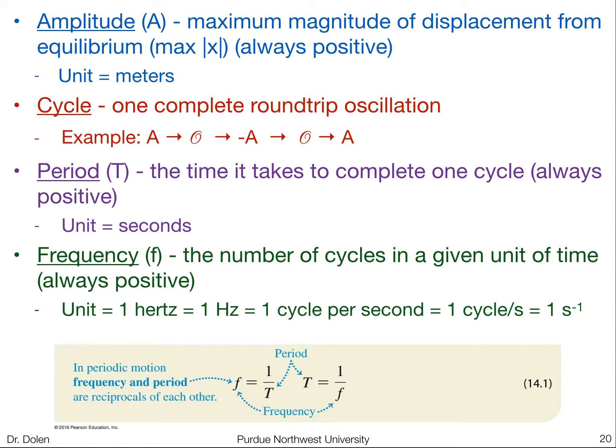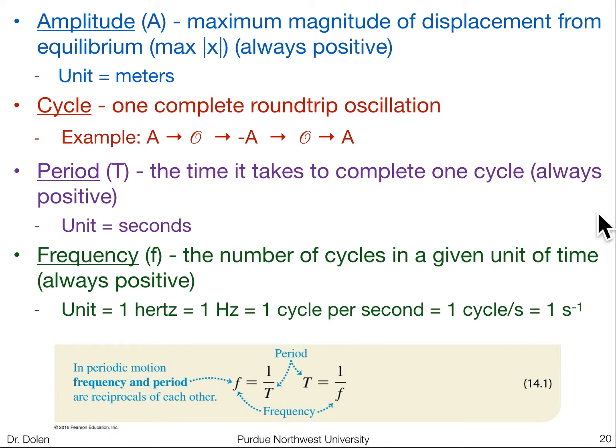Okay, and then frequency is the number of cycles in a given unit of time. So this is also positive. Right, so if something is oscillating back and forth twice per second, the frequency is 2. Right, it's going back and forth 2 cycles per second. So we do have a specific name for the unit of frequency. The unit of frequency is the hertz, or 1 Hz, capital H, lowercase z. That's the symbol for hertz. You could also say 1 cycle per second, or mathematically, you could just say 1 per second. All right, so that's totally equivalent, a nice way to write frequency.